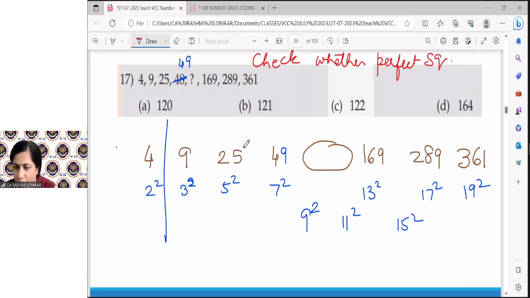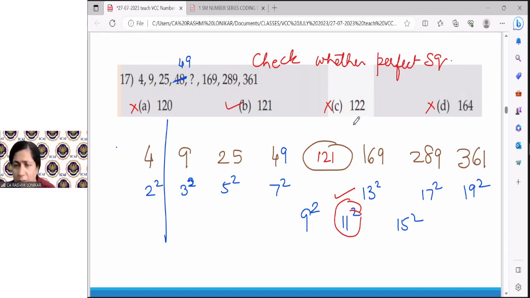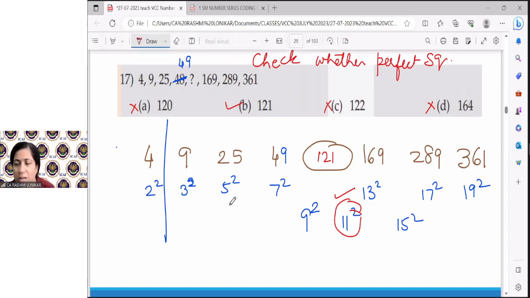Yes. So, 120 is not a perfect square, 122 is not, 164 is not. So 121 is a perfect square. So I will write 121. So this will be the correct option. Okay. So sometimes looking at the solutions, you have to form a judgment of the answer. Because what we need here is a perfect square. This is a question for perfect square.